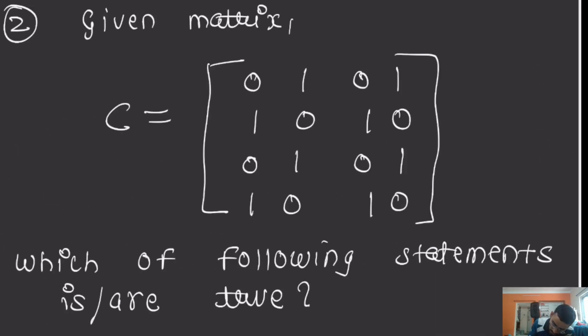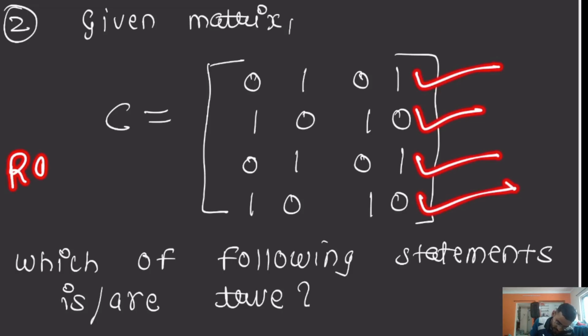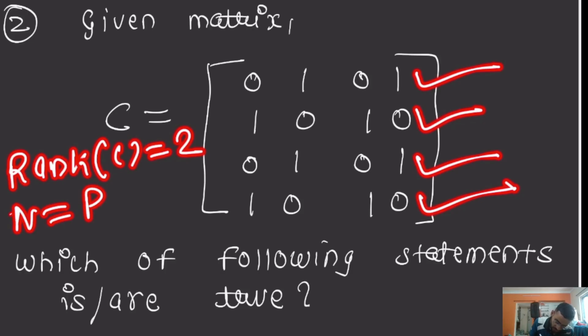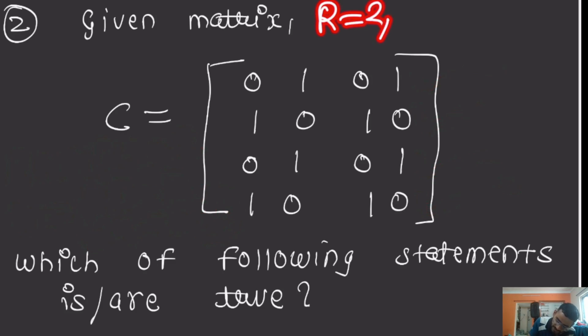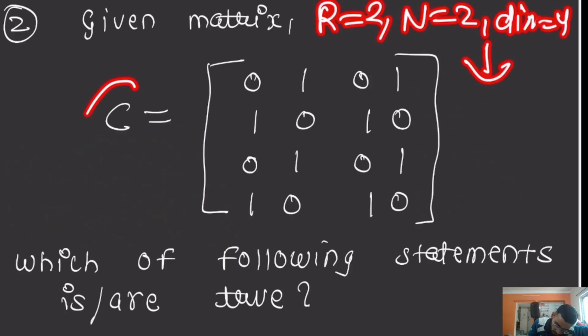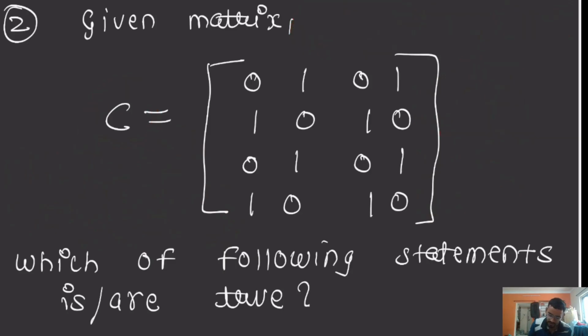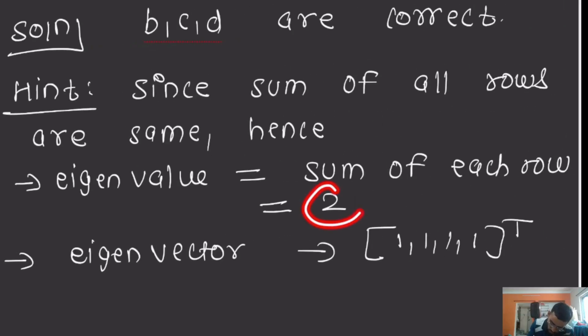Now if we carefully see, row 1 and row 3 are the same, row 2 and row 4 are the same. Which means the rank of C is equal to 2, and nullity is equal to dimension minus rank, that is 4 minus 2, which is 2. Since rank is 2, nullity is 2 and dimension is 4, which means two of the eigenvalues of C are 0 and two of the eigenvalues are non-zero. One eigenvalue we know is 2, and two eigenvalues are 0, 0.